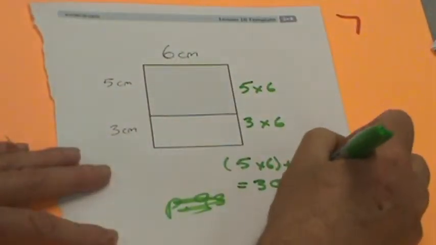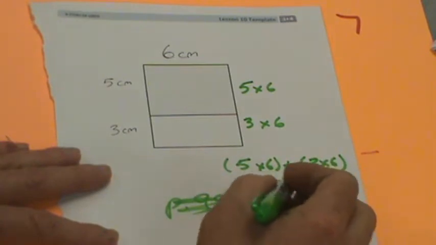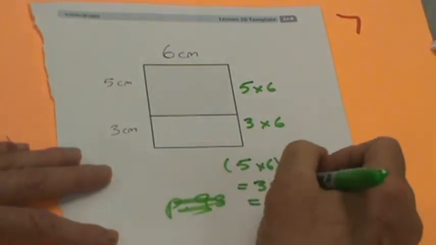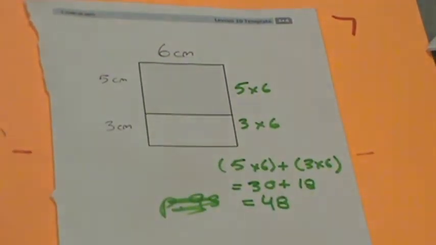30 plus 18. Now, you should be able to do this in your head. 30 plus 10 is 40, and 40 plus 8 is 48. So we have 48. Are we done yet? No, we need to do a little bit of writing too.